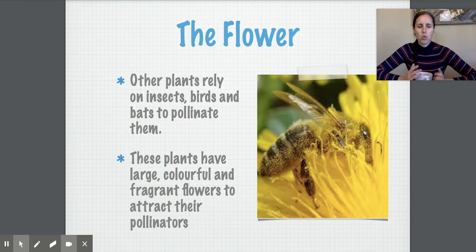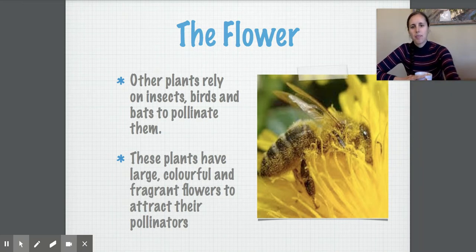Pollinators are very important as well too. So you might have heard of the whole save the bees. Bees are actually very important, especially in the Niagara area. We see a lot of fruit and our wine industry. So we are very reliant on bees in this area. So insects, birds, bats, and most importantly bees are used to pollinate it.